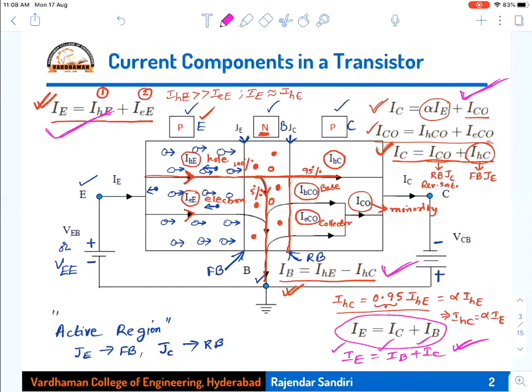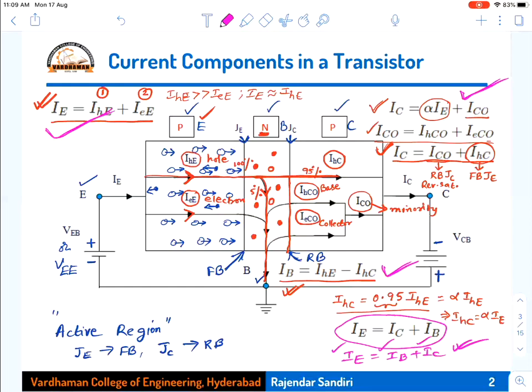IE is equal to IB plus IC. So it is a very, very important topic. You should understand what are all the current components present in a transistor. I hope you understood this. Very, very simple. Emitter current is equal to emitter hole current plus emitter electron current. Electron current is very, very small, therefore it is hole current only. So IE is equal to IHE. And base current is equal to emitter hole current minus collector hole current, so IHE minus IHC.